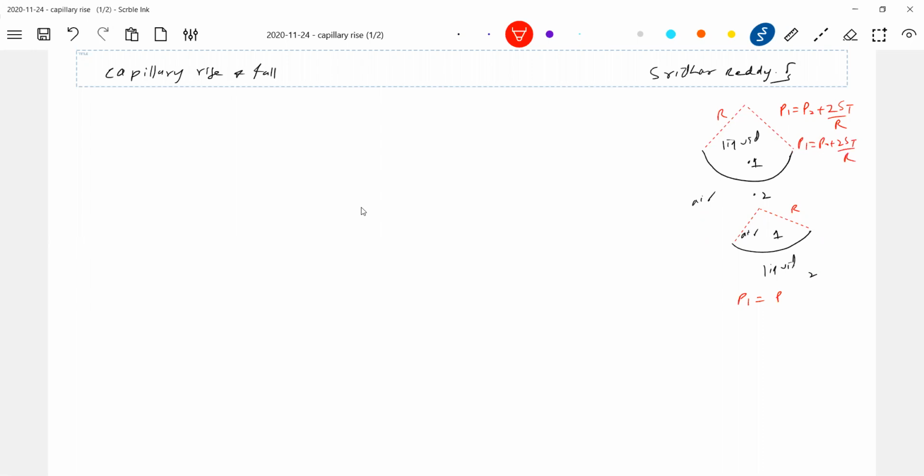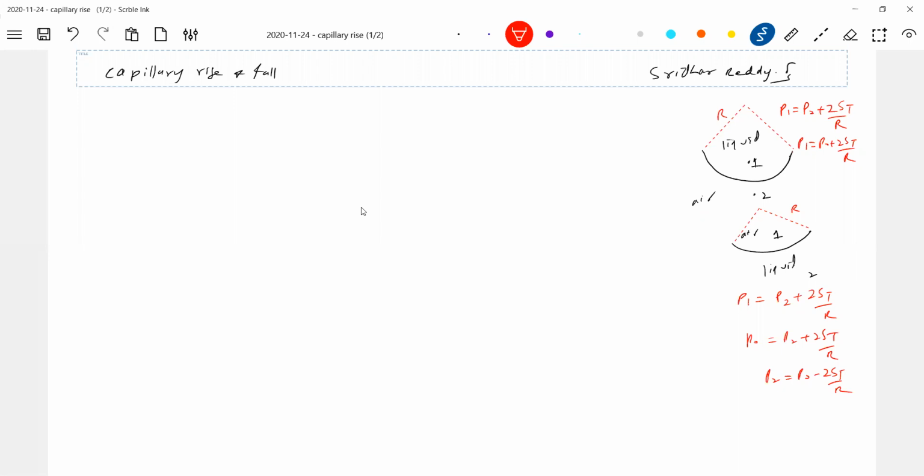Similarly, now this is air, what is the pressure at 1? Pressure at 1 will be P naught. So what is the equation? P1 equal to P2 plus 2T by R. Then what is the pressure at 1? Will be P naught. So what is P2 equal to now? In this case, P2 will be P naught minus 2T by R.